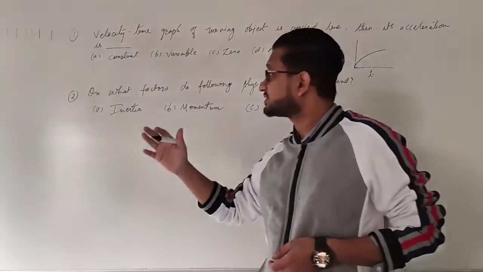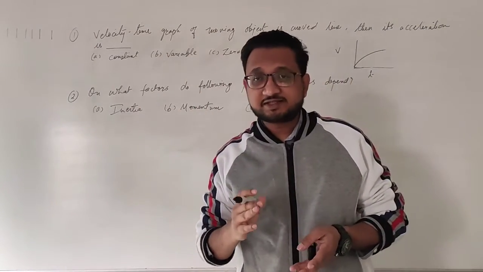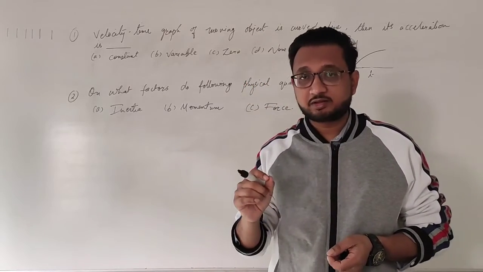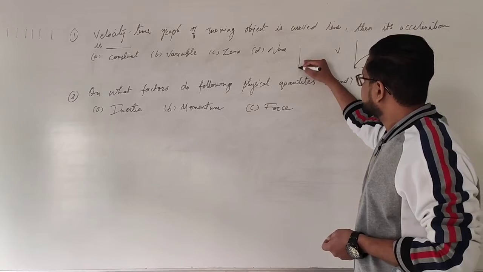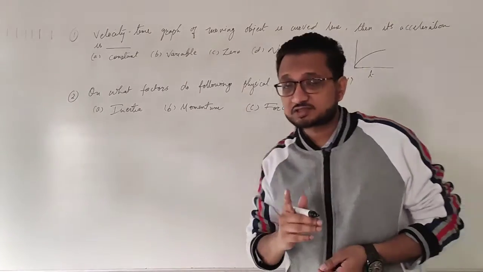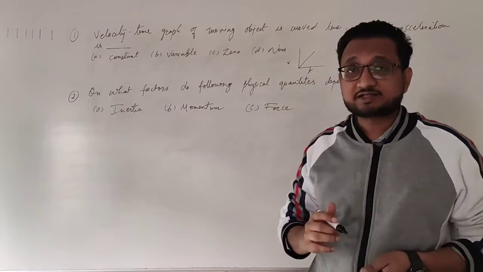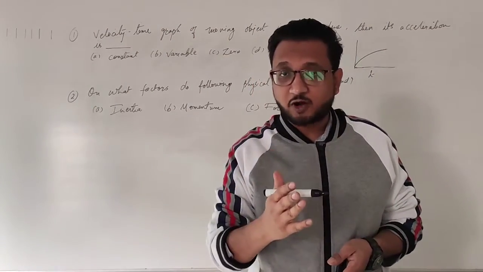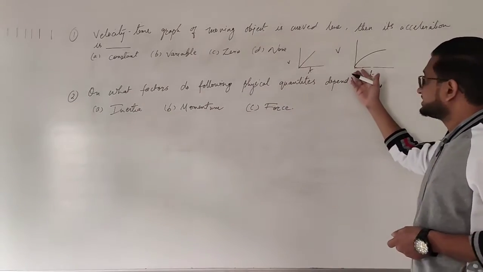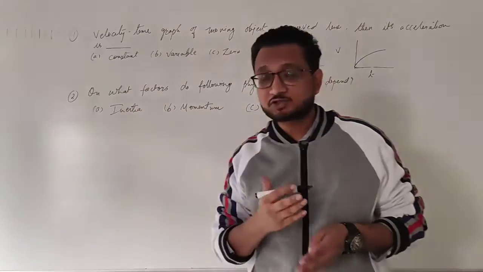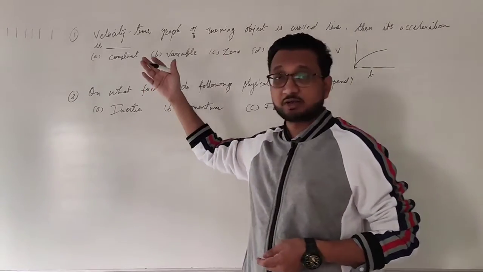Then its acceleration is, first one, constant. If the velocity is changing equally, then the graph should have been like this. Okay, it is a straight line, and if it is such a straight line for velocity time graph, then its acceleration is uniform, or you can say that it is constant acceleration. But in this case, it is a curved line. Velocity is not changing equally. That means the first option is not available.